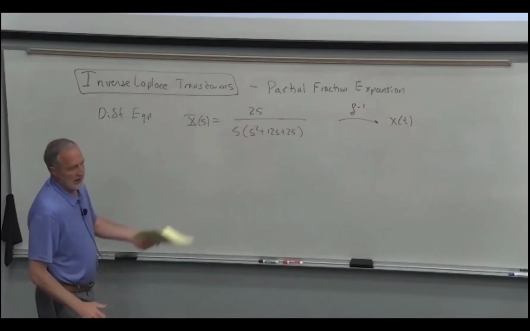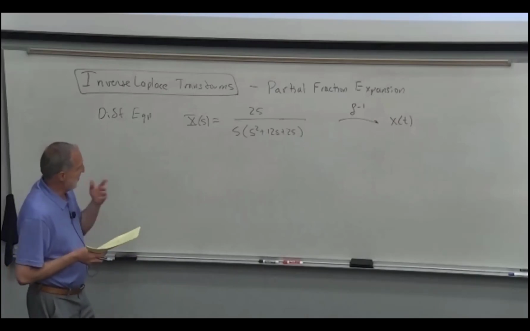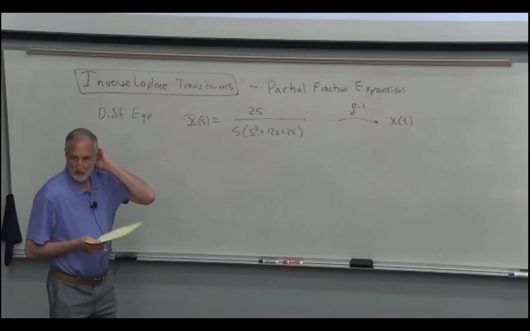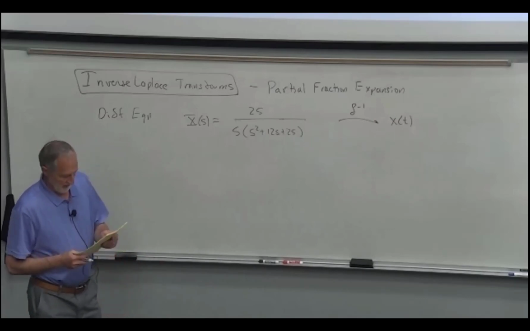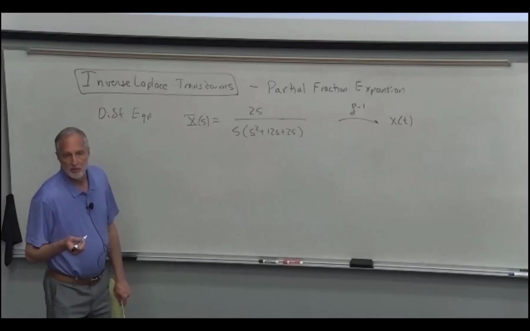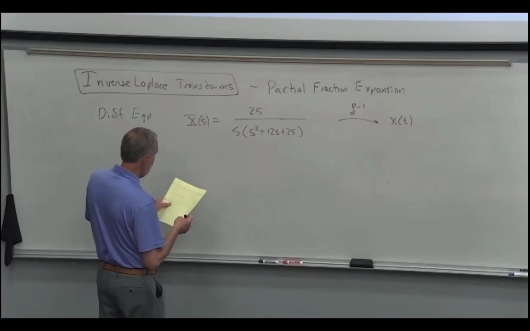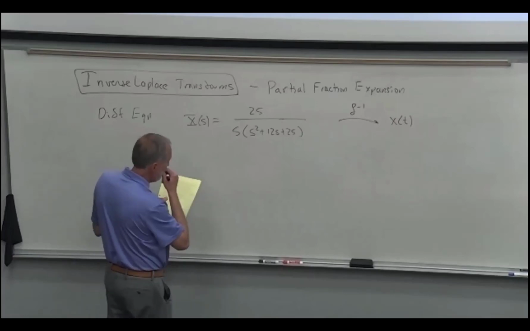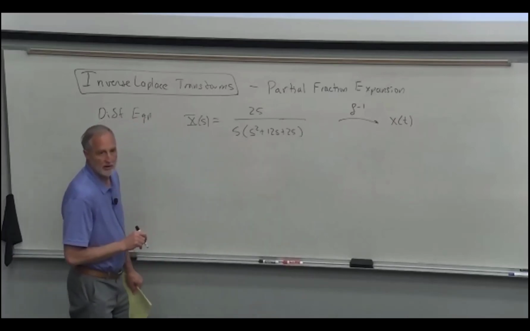So we would go to a table maybe and look this up. But not all possible forms can be in a table. The table would be so big that it'd be unusable. So what we do is we decompose this into simpler forms that we know are in the table. And the idea is that we can write this as a bunch of products in the denominator.